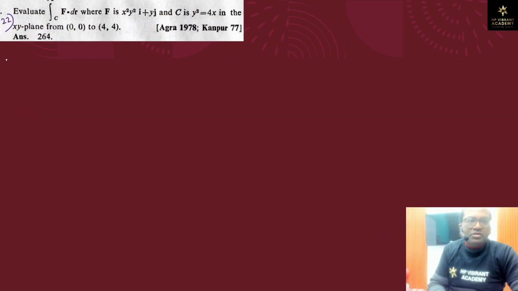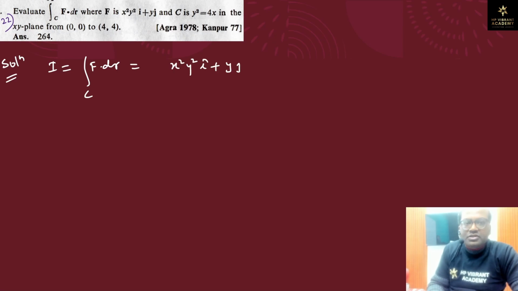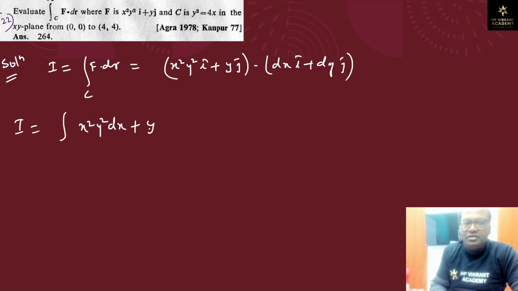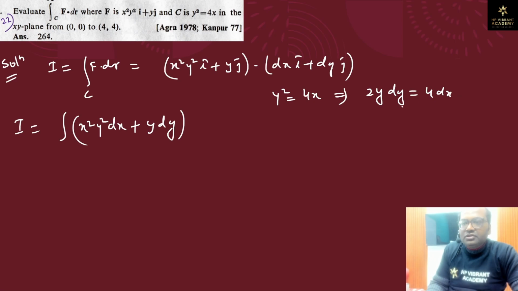Let us discuss question number 22. How we can solve this? We have to evaluate the integral f dot dr along the curve C. This is equal to x square y square i cap plus y j cap dot dx i cap plus dy j cap. So the value of integral along the curve C is x square y square dx plus y dy. Okay, and we have the curve as y square is equal to 4x. So from here we have 2y dy is equal to 4 dx, so y dy is equal to 2 dx.